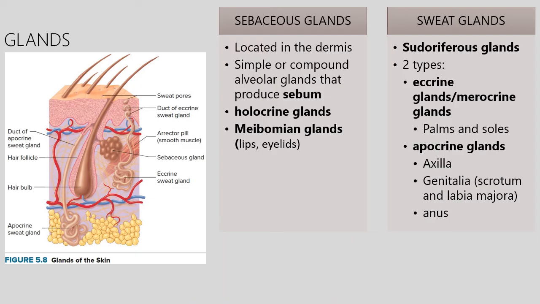So let's go to the glands of your skin. There are two major glands of the skin: your sebaceous glands and your sweat glands. Your sebaceous glands are located in the dermis, and these are simple or compound alveolar glands that produce sebum. Sebum is an oily white substance rich in lipids.